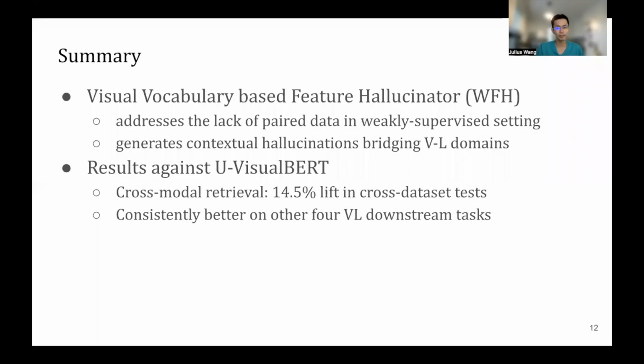To summarize, we propose WFH to address the lack of pair information under the weakly supervised pre-training setting. The proposed WFH generates meaningful hallucinations that can bridge vision and language domains. And our results show that the proposed model outperforms U-VLP, the previous state-of-the-art, on various downstream tasks.